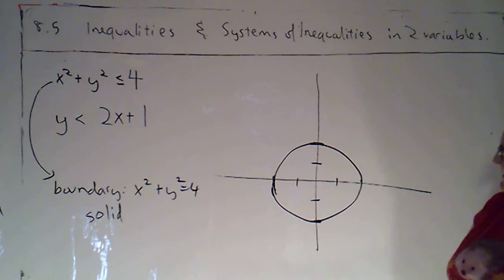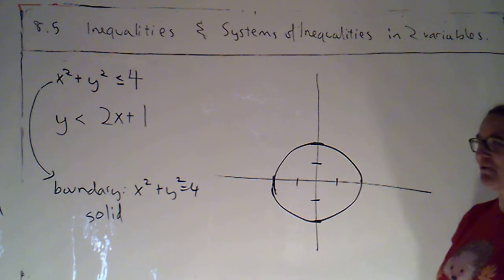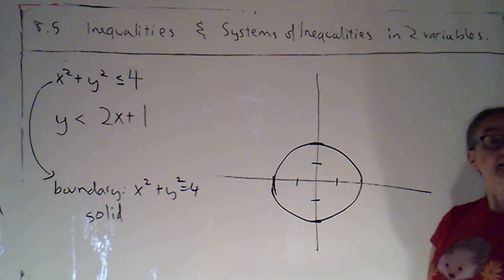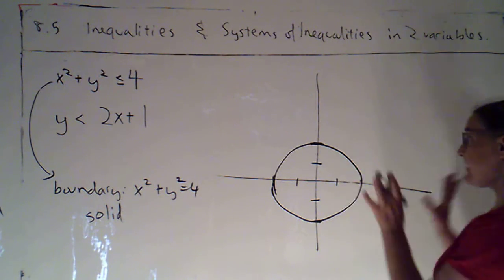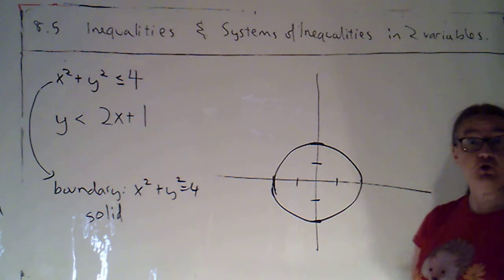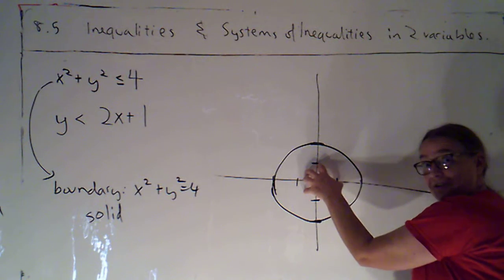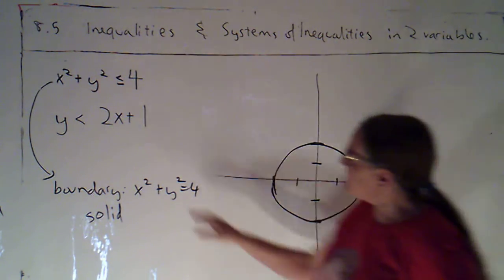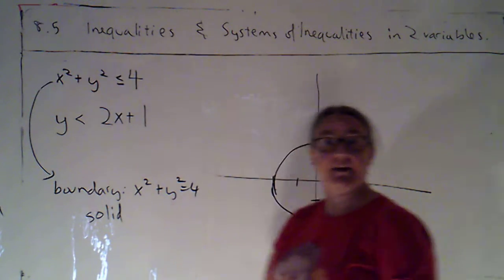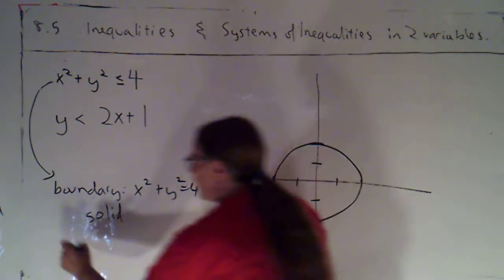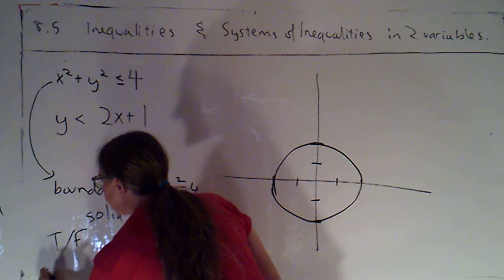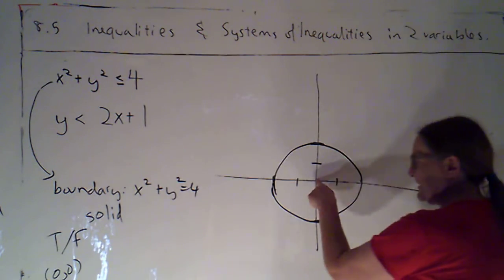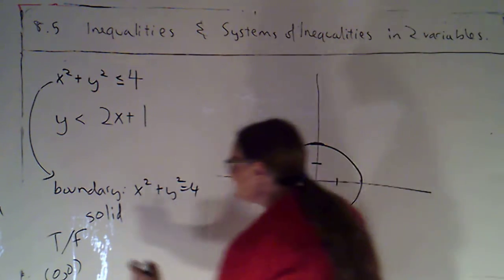There's my circle centered at the origin of radius 2. And now I want to figure out what side to shade. Notice that circle divides the plane up into two parts. What's inside the circle and what's outside the circle. I want x squared plus y squared to be less than or equal to 4. Let's pick a test point. I'm going to pick the origin, which is clearly on the inside of the circle.